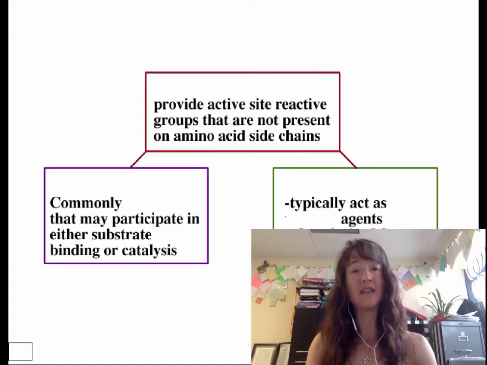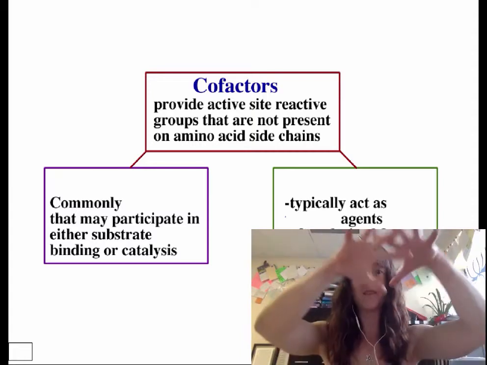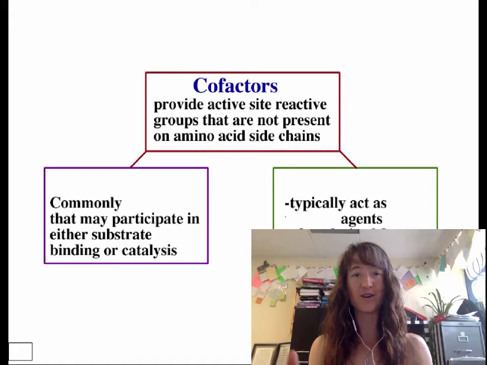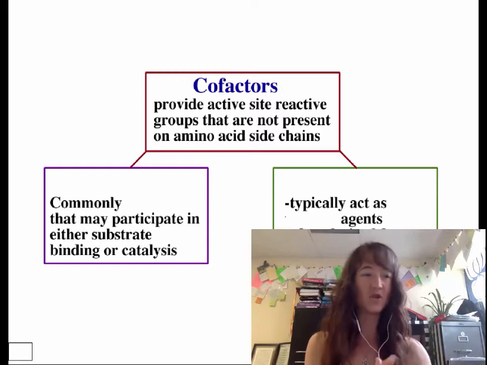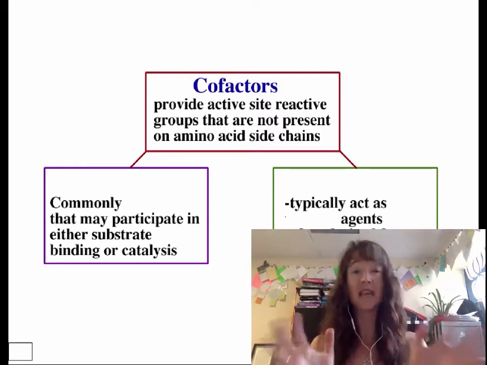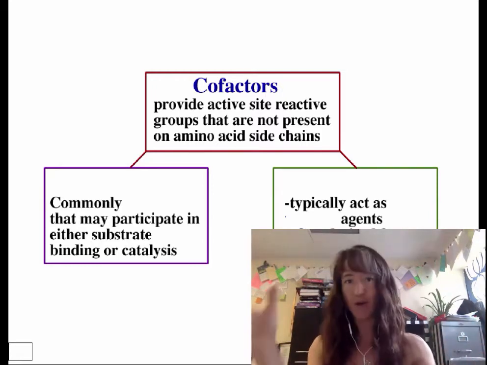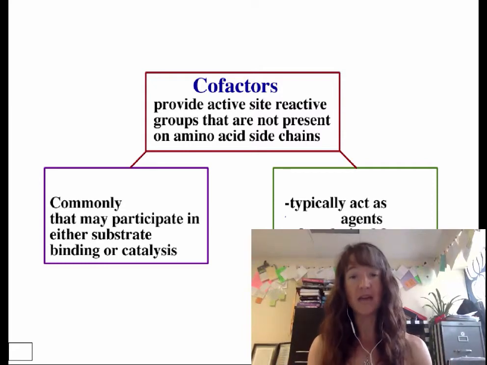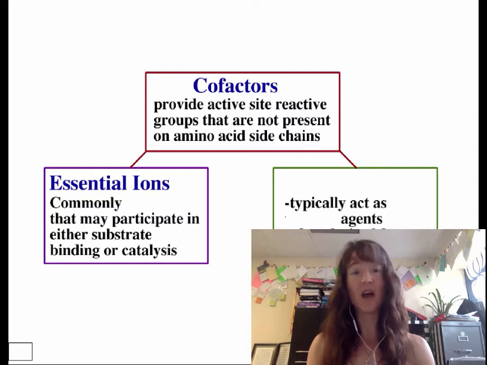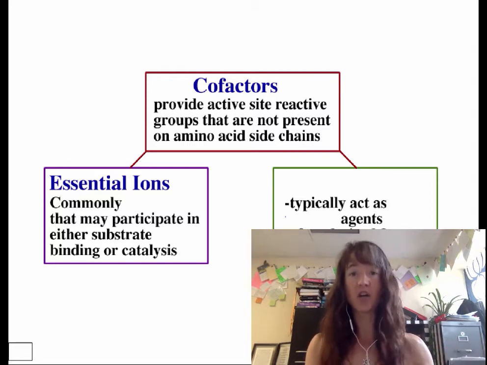Let's go ahead and write down some of the categorization of cofactors, with cofactors being the large umbrella term. If you're ever in a discussion with one of your professors and you can't remember whether it's an essential ion or a coenzyme, just say cofactor, because you're safe. That's the umbrella term that describes all types. But if we split them down into their subtypes, essential ions are a very common type. These are typically positively charged metal ions.